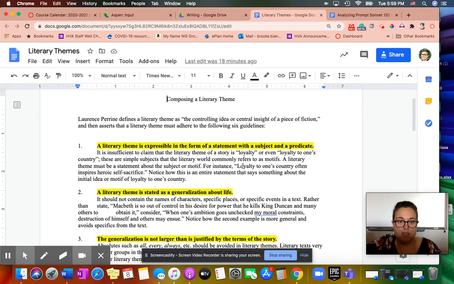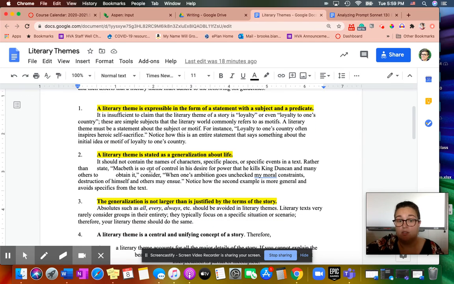So an example is loyalty to one's country often inspires heroic self sacrifice. A complete sentence. A literary theme is also a statement about life, like a generalizable thing. It's not specific to the book, it is about life in general.